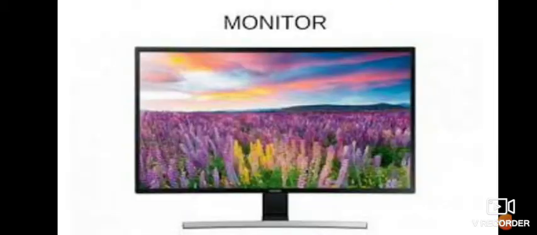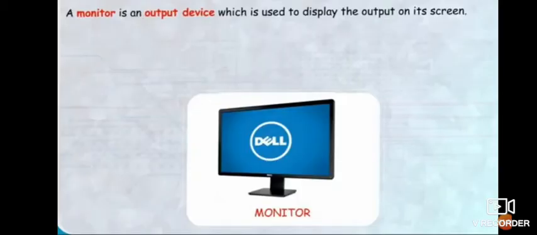The first one is monitor. Pictures are given in your books also, so you can check the pictures from your books as well. Monitor is an output device which is used to display the output on its screen.